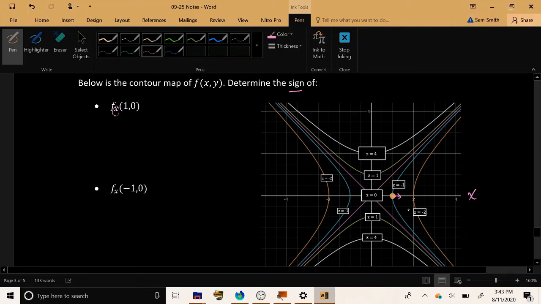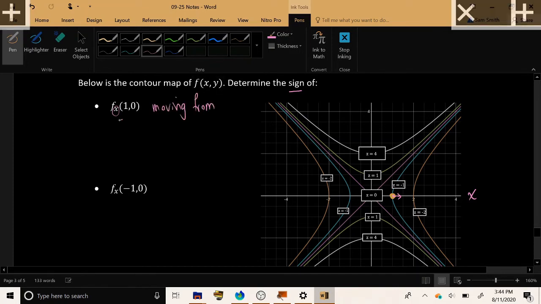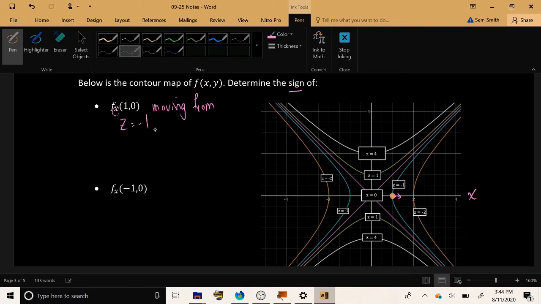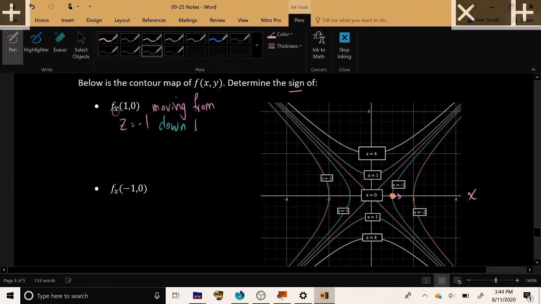Look at what happens to our position in the contour map when we move from this point a little bit to the east. We started on the level curve z equals -1. But now we're moving toward the level curve z equals -2. So let's just jot down some thoughts. We're moving from z equals -1 down to a lower z value of z equals -2.